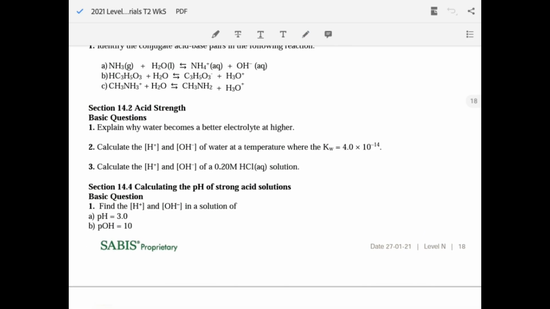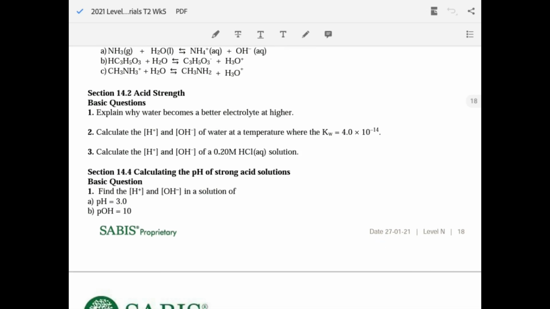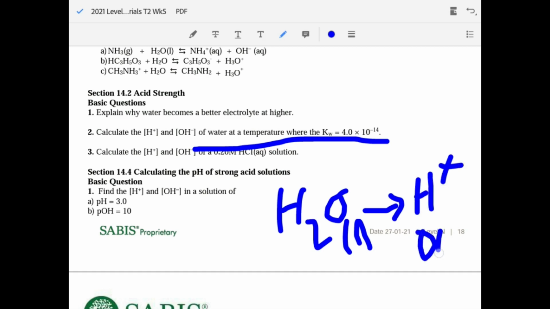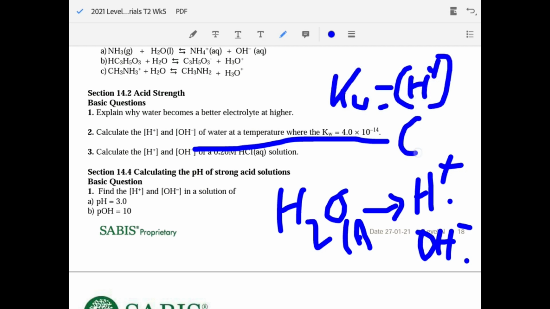14.2, explain why water becomes a better electrolyte at higher temperatures. Simply, at higher temperatures you have more energy to break the water molecules into ions. So when you have ions, it can conduct electricity. So that's why it's a better electrolyte. Calculate the H+ of water at temperature. Well, water, so we're assuming it's neutral, and then H2O, liquid, dissociates into H+ and OH-. And since this is liquid and these two are aqueous, Kw is equal to the concentration of H+ times the concentration of OH-.